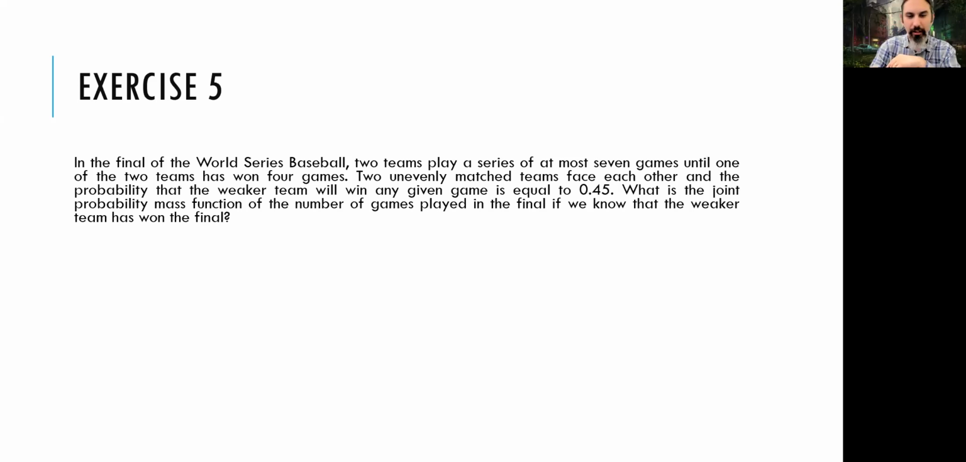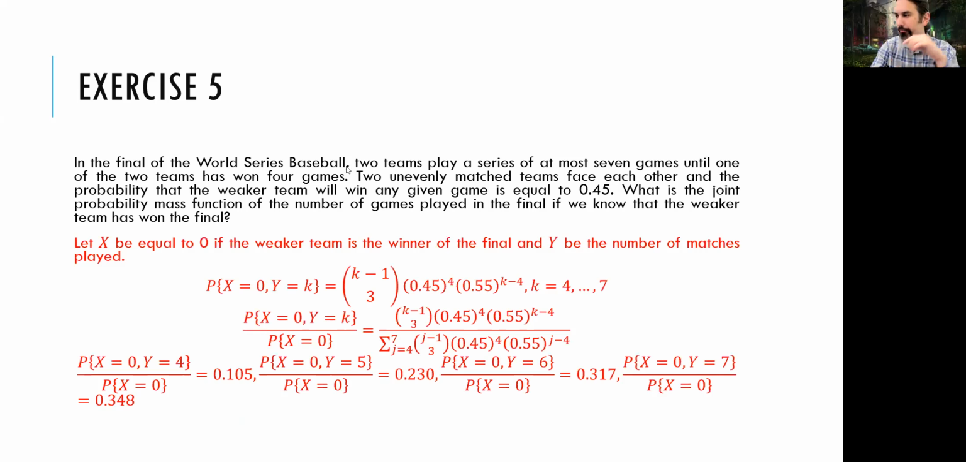If you write these like this, let's assume that x is equal to 0 if the weaker team is the winner, and equal to 1 if the stronger team is the winner. We also know that x is going to be equal to 0, and let y be the number of matches played. So what we are looking for is the joint probability over the marginal, but we start with the top side. This one has the formula, as you can see here.